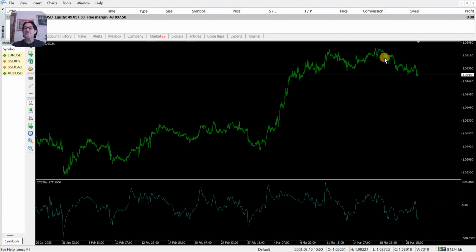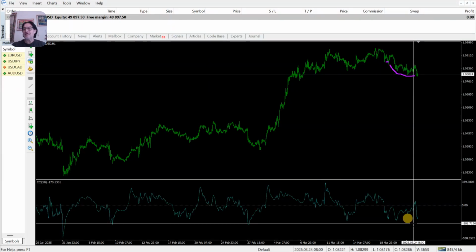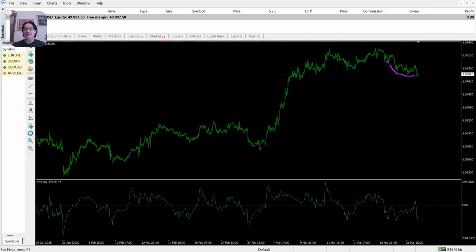At this point right here, I would have entered a sell position, and I would simply stay in the sell position until such time that the CCI moves back above the zero line, which is right here. And basically, bottom line is, I would have exited the trade right here. It really is that simple. That is all there is to it.